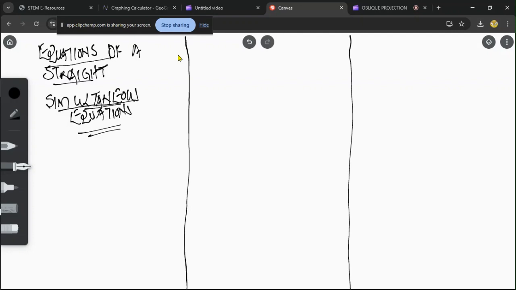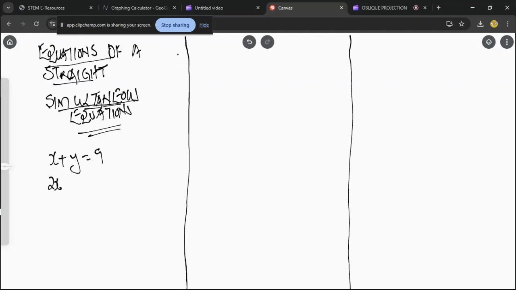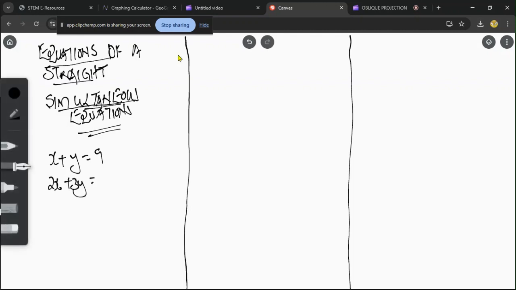In solving simultaneous equation, the question that we've been given here is x plus y is equals to 9, and 2x plus 3y is equals to 21. Now, there are different methods that I can use to solve this simultaneous equation. So we have the methods of solving simultaneous equations. We have mainly three methods. The first one is elimination method of solving simultaneous equation.